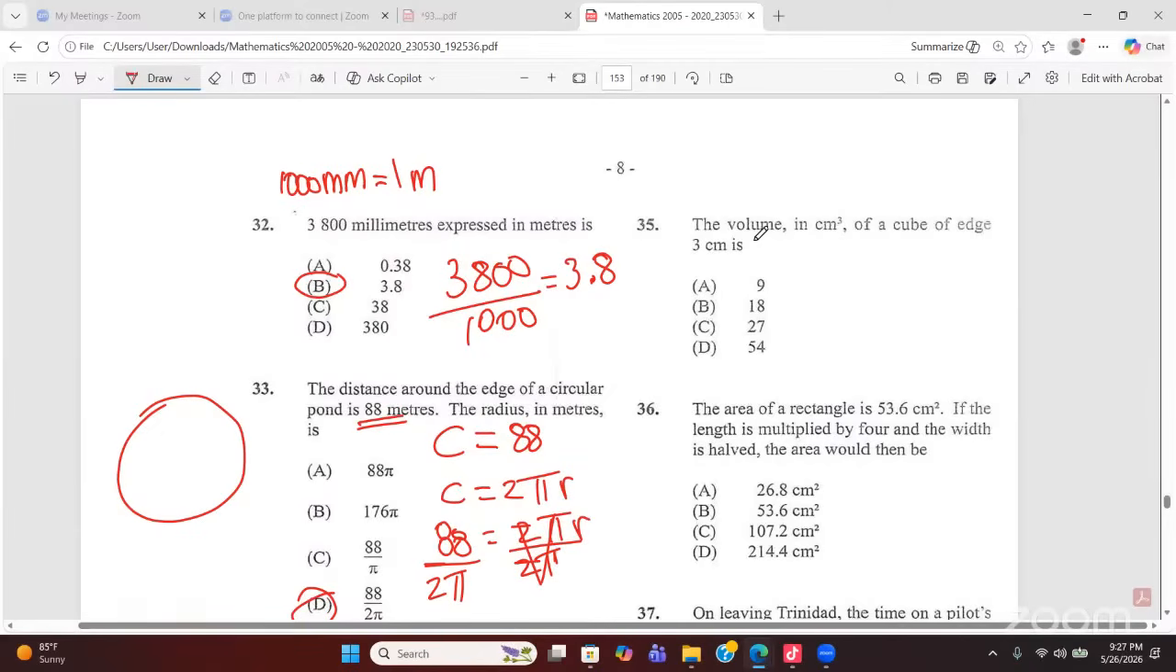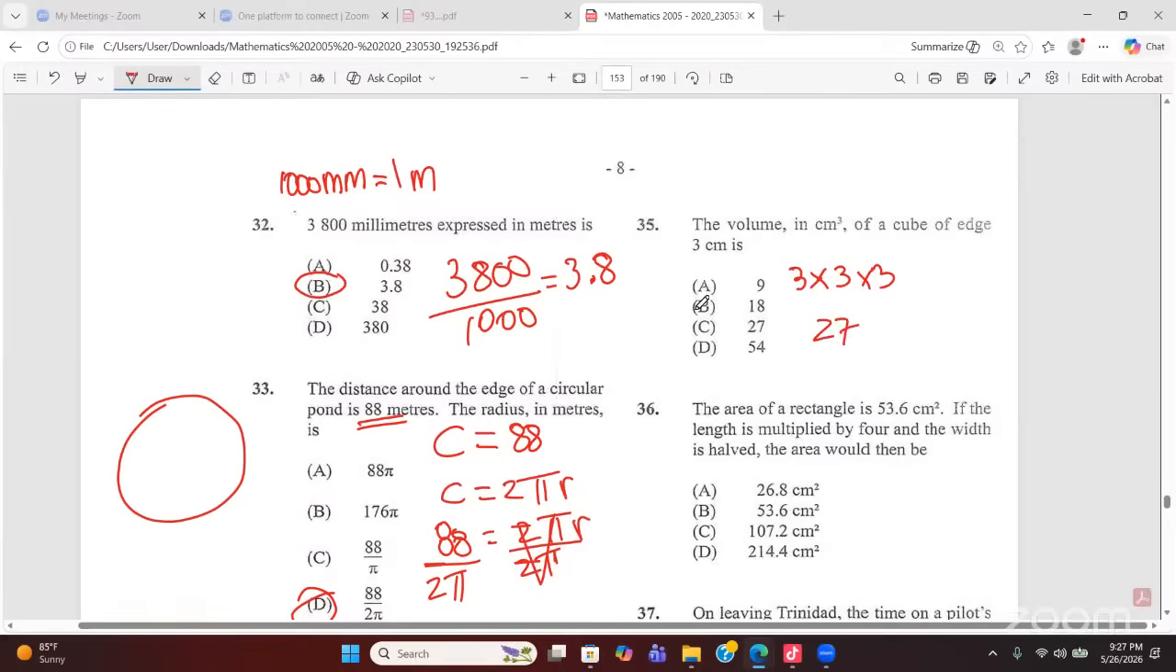Yeah, man. All right. The volume in centimeters cube of this, a cube. So a cube, this is the first time I'm not going to draw the cube. So it's going to be 3 times 3 times 3. All right. And this is going to give you not 9, but 27 because you're multiplying.